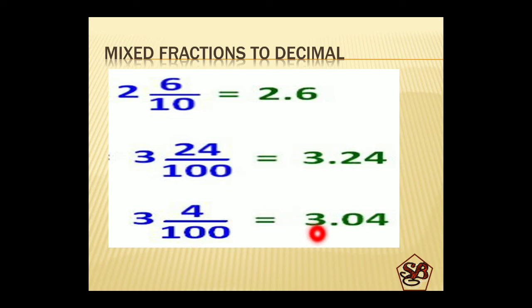Next example we have 3 and 4 by 100. 3 is the whole number. After that we put a decimal point. Now here 100 has 2 zeros, and in the numerator we have only 1 digit. So to make it 2 digits, we add a 0 in front of it, as we want the decimal to be after 2 digits. So the number which we get in decimal is 3.04.